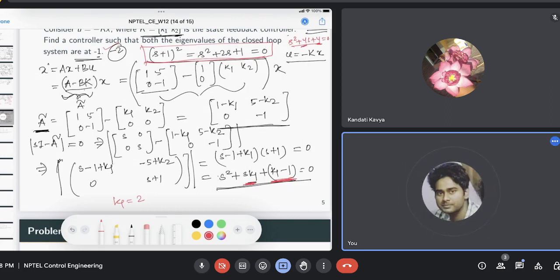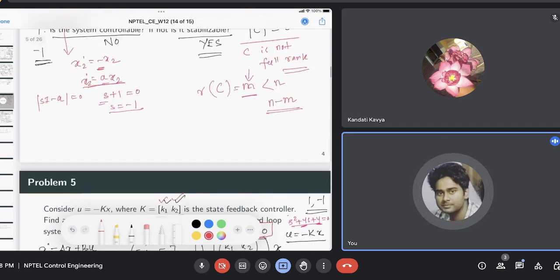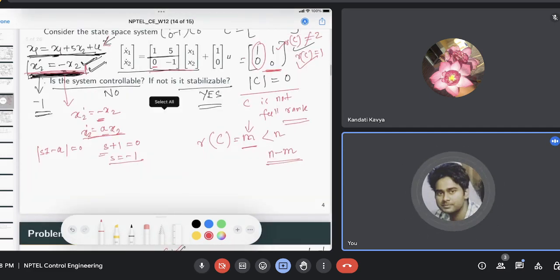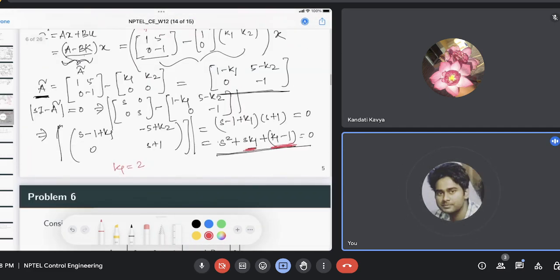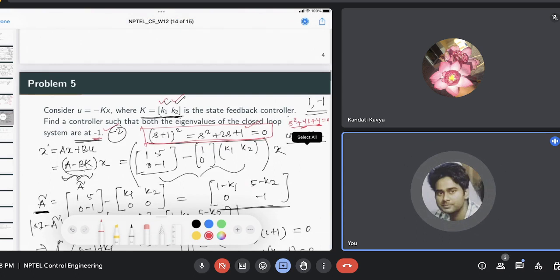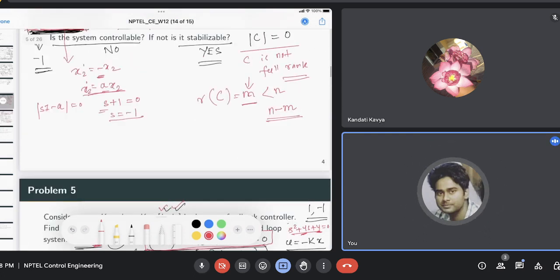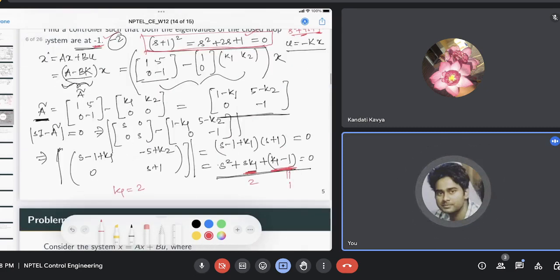In this case, because you have already chosen the other eigenvalue to be minus 1, you see that the other eigenvalue is minus 1. So once you choose this k1 to be 2, this is actually already chosen by this one, that is because you have chosen the other eigenvalue that is not controllable as minus 1, right? So you are just fixing that, you are not changing. But once you change both, you see that you cannot control.